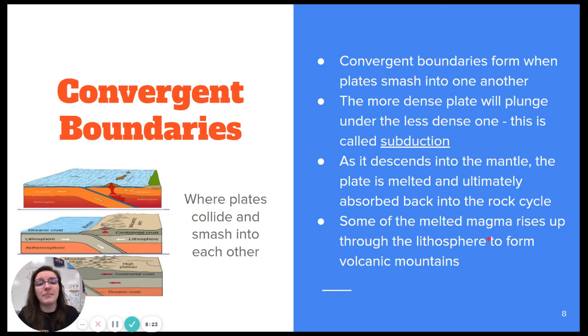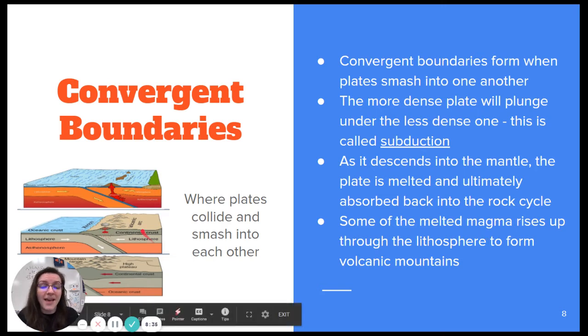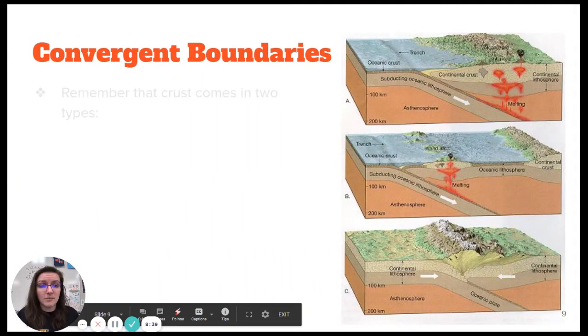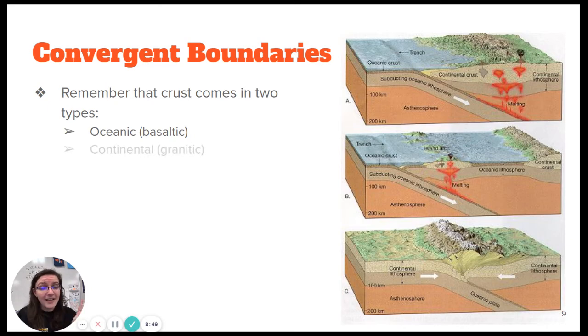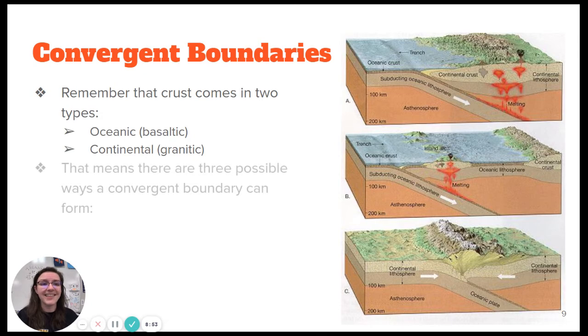So at convergent boundaries, we are destroying plates. Crust is being destroyed as it goes down. And since it's melting, some of the magma that is melting is going to rise back up and become volcanoes. So at convergent boundaries, we've got crust going under other crust. But remember, crust comes in two types: oceanic, which is mostly made of basalt, and continental, which is mostly made of granite. And hopefully you remember that oceanic is more dense.